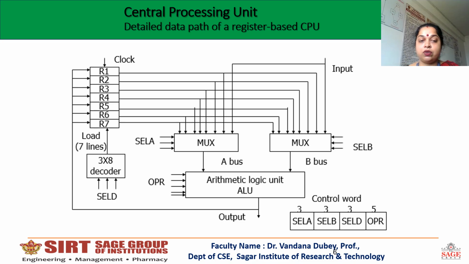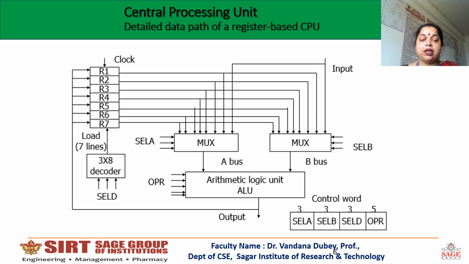Now talking about the control word. The control word consists of a total of 4 fields. Select A is of 3 bits. It selects the first operand register for the ALU. Select B of 3 bits selects the second operand register for the ALU. Select D of 3 bits selects the destination register to store the ALU result. OPR of 5 bits determines the ALU operation, that is addition, subtraction, AND, OR, etc.